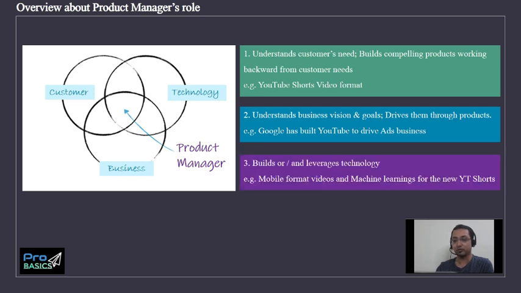Now PMs build new technology from scratch and leverage existing technologies to innovate and launch new products. Example, YouTube has used the mobile format videos and machine learning to grow its YouTube Shorts business. By the way, if you want to learn more about Google products, you can check out a separate video only on 72 plus products of Google by ProBasics.